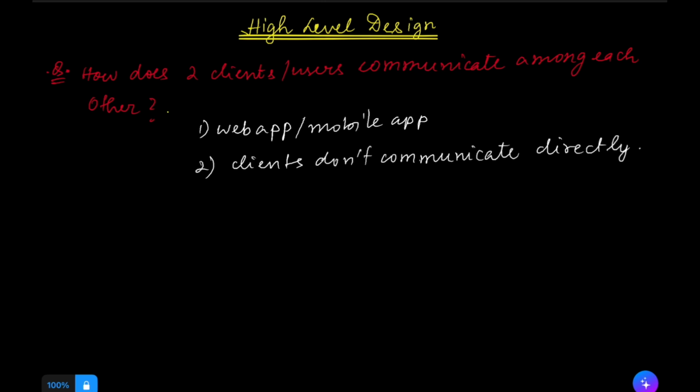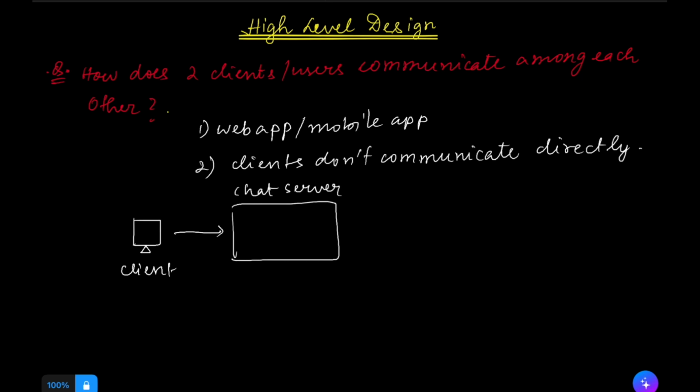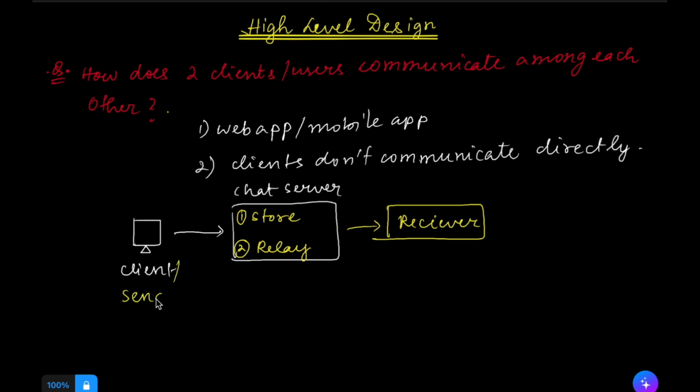Instead they communicate with the chat server. Suppose I have this client, and it sends a message. This is, let's say, my chat server. The chat server mainly performs two functionalities. One is to store the message in case the other user, the receiver, is offline, or relay the message, basically send the message to the right recipient. So this is my receiver. This is a basic overall view of how clients communicate, the sender and receiver. So this is our sender.